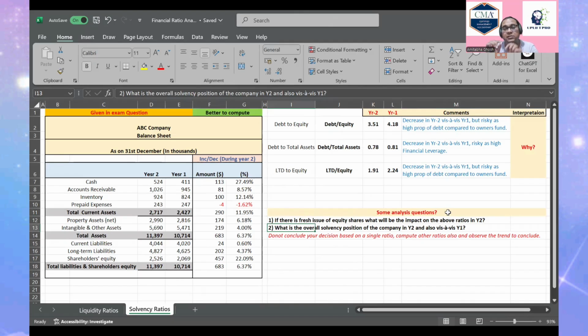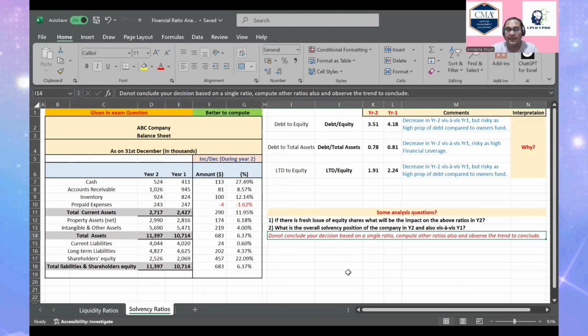So you have to select the right option. Don't go by the perspective that okay, there is a reduction in the debt to equity or long-term debt to equity compared to year 1. So okay, fine, the company is going very well, but if you see the overall ratio, it is quite high. So you have to select the right option given in that exam so you can do the correct thing. That is very important. And finally, again, as I say, do not conclude your decision based on a single ratio. Compute other ratios and observe the trend to come to a conclusion.